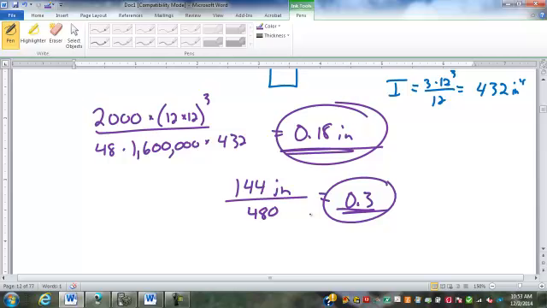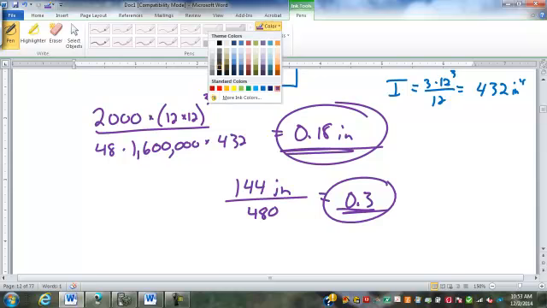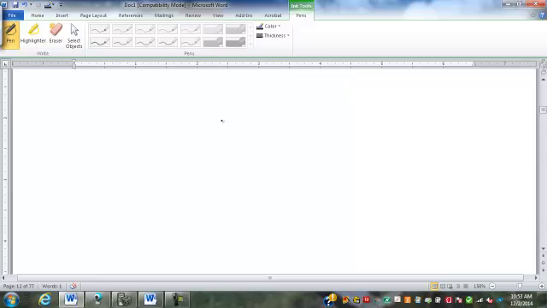Then they go on and they give deflections for if you have 2 equally spaced concentrated loads or 3 equally spaced concentrated loads. I'm not going to do each of those separately. The formulas are there. You just have to plug in the numbers. But what I am going to do is an example like this.